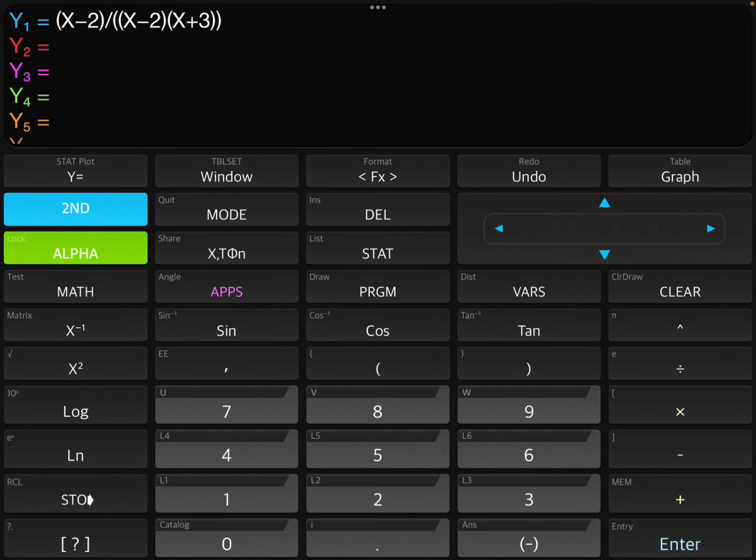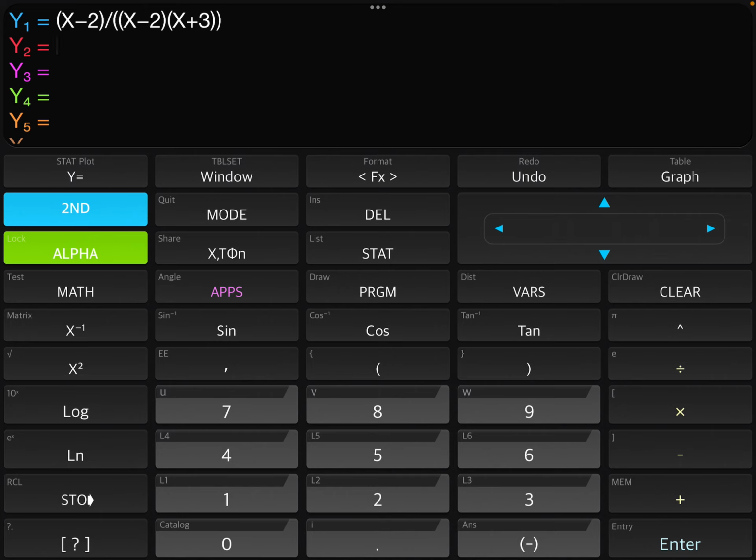So here I'm using a graphing calculator app on my iPad. And you can actually do the same thing on a TI. You don't have to follow along, but if you wanted to, you could put this function in. So this is a rational function. It has x minus 2 in the numerator, and in the denominator, it has the quantities x minus 2 times x plus 3. Now, technically, this function is undefined at the x value of 2.